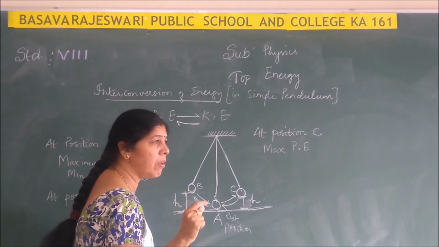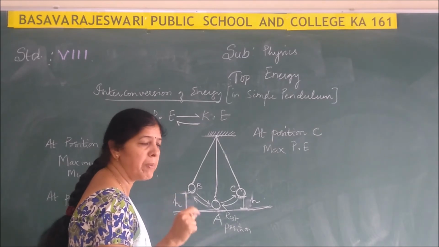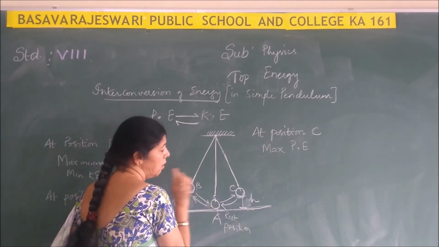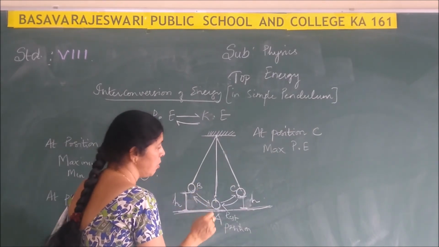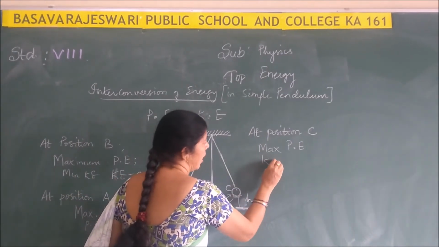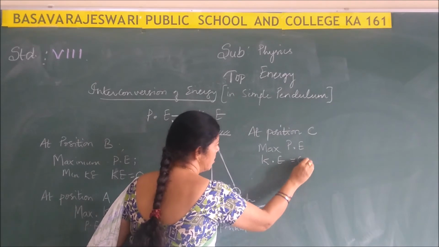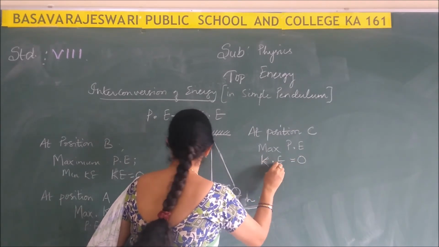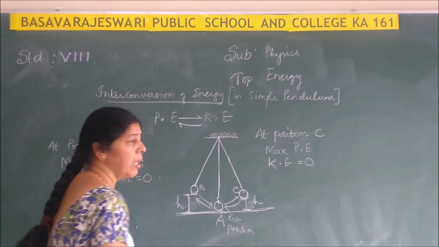Momentarily means what? For an instant, for a moment, the bob comes to rest. And when the bob comes to rest, its velocity becomes 0. So the kinetic energy will be equal to 0. So this is very important to remember.